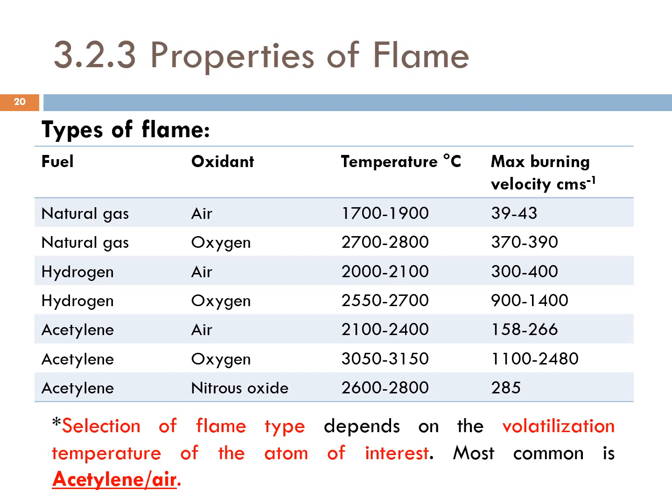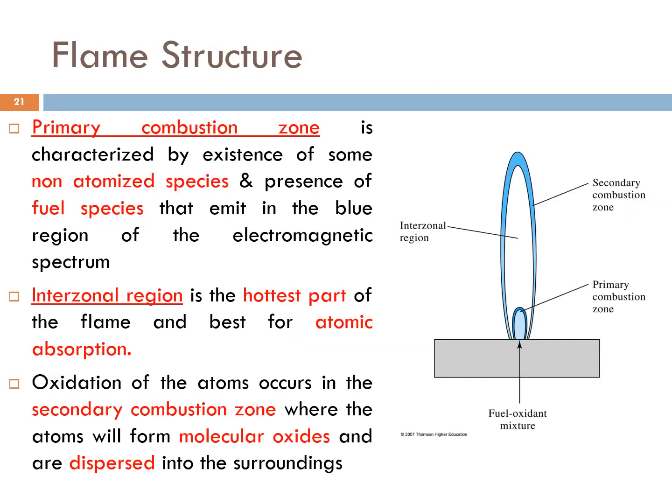Okay, the properties of flame. Okay, flame ni akan terbentuk bila ada mixture of fuel and oxidant. So ni adalah combination antara fuel dan oxidant, dan dia akan membentuk temperature yang berbeza bergantung kepada combination ni jugalah. Okay, selection of flame type depends on the volatilization temperature of the atom of interest. Most common is acetylene. So kita tengoklah sampel kita tu akan volatile pada temperature mana. So kita boleh pilih this combination of fuel and oxidant ni lah.